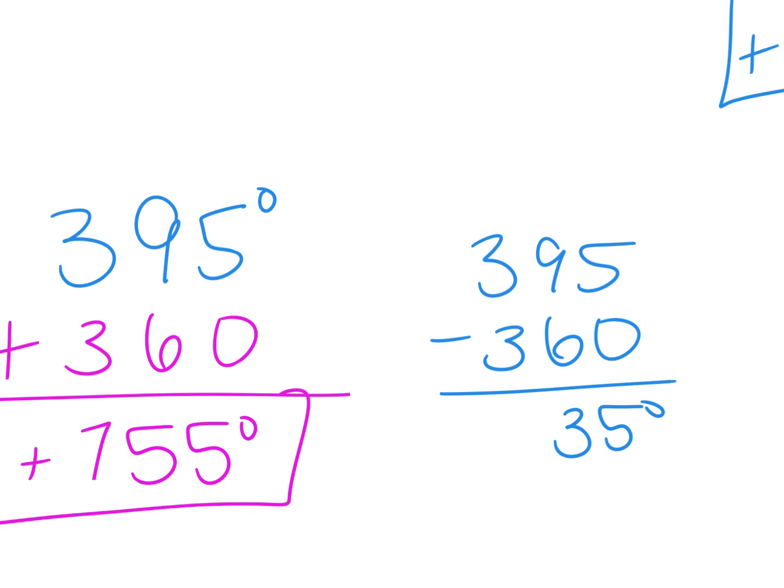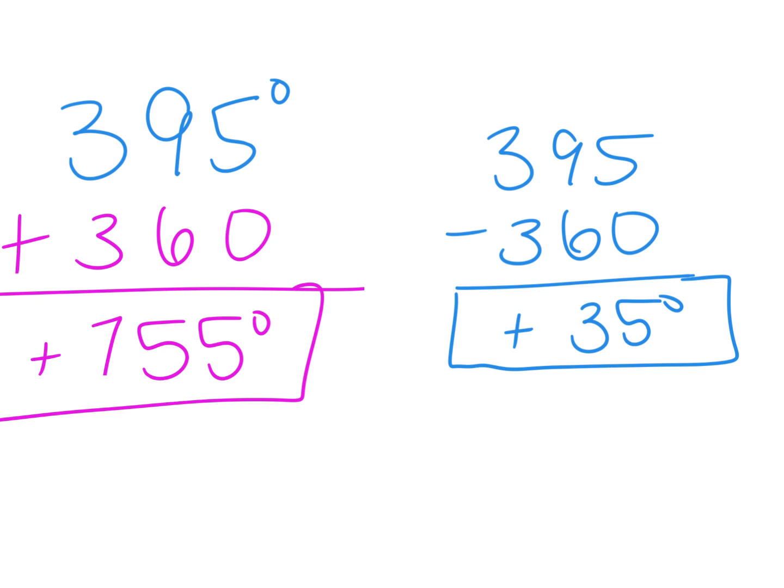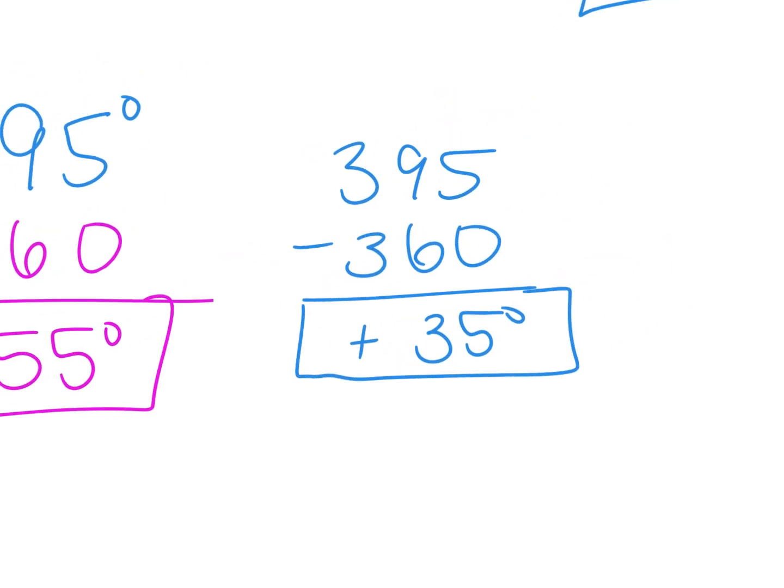What do you think I do? I'm going to subtract 360 again. Could I use this as my positive coterminal? Yeah. Those two answers are both acceptable. If I asked you for one positive, one negative, if somebody told me 755, that's correct. If somebody told me 35, that's correct. As long as the difference between the two numbers is 360. Now, if I have to get a negative one, then I have to subtract another 360.